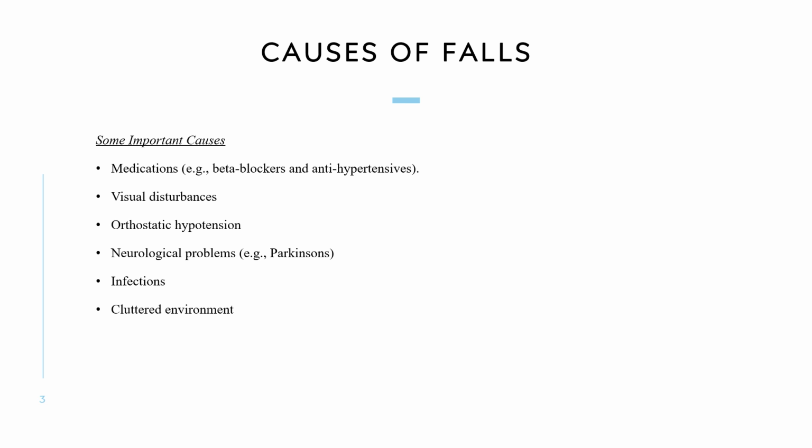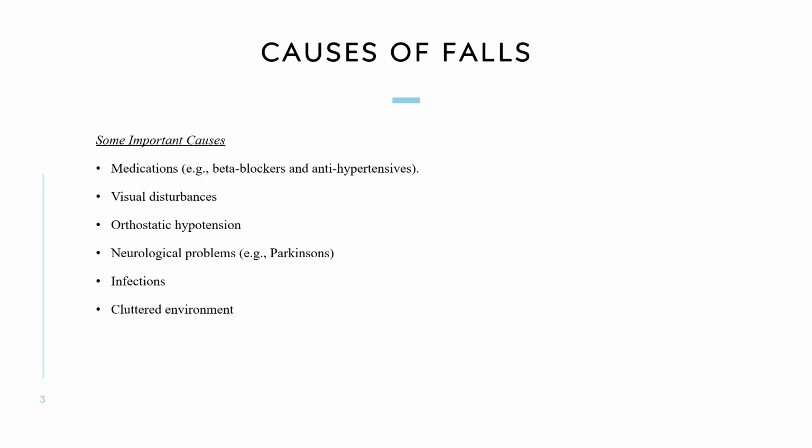There are other causes, so visual disturbances. If someone's vision is poor, of course, it's very obvious how that might lead to them falling down. Orthostatic hypotension is again a very, very common cause of a fall. So this is when someone gets up from sitting down or lying down, their blood pressure will suddenly drop. And again, if the blood pressure drops, they get dizzy, they get wobbly, and they can fall. There may be a neurological cause of the fall. So if they've got a condition like Parkinson's, which can affect someone's balance, again, very obvious how that might lead to a fall.